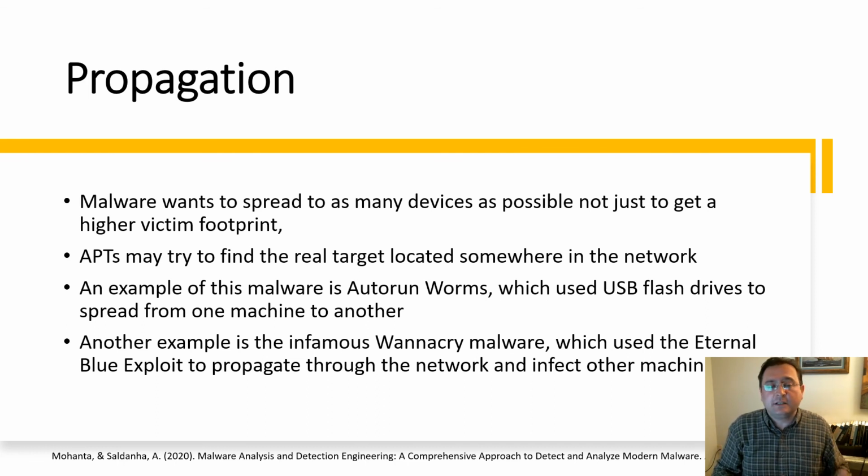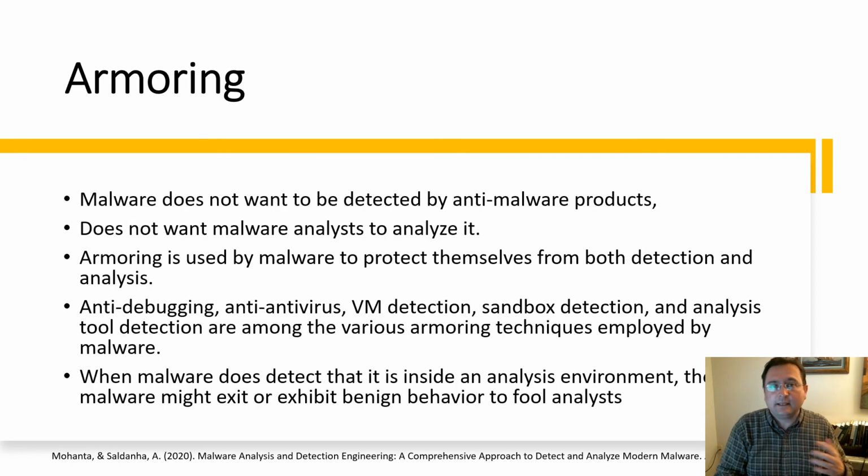The other example is the WannaCry malware. It's an infamous malware that used the EternalBlue exploit to propagate through the network and infect other machines. So you might end up being victimized even if the target server is completely secure, because if the other computers within the network are not secure enough or have security problems, then these computers may lead the attacker to find the real target. And it takes a lot of time for APT attackers to attack a system.